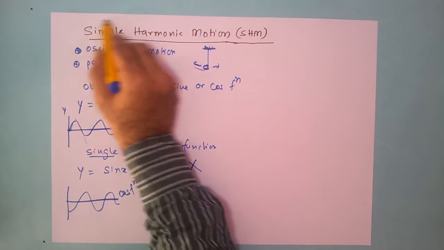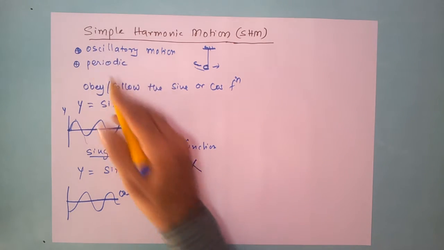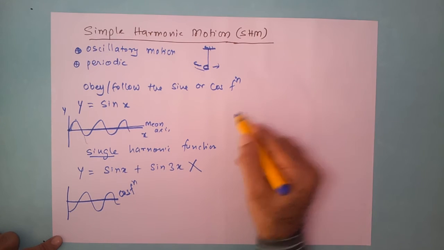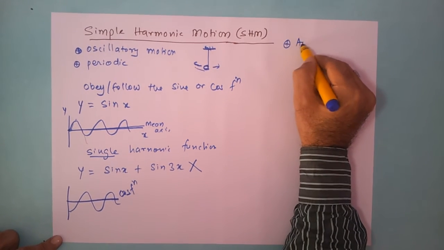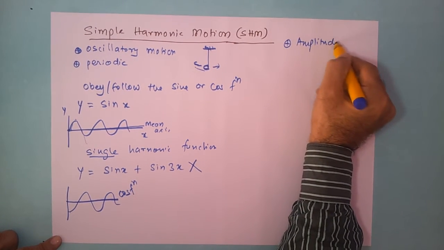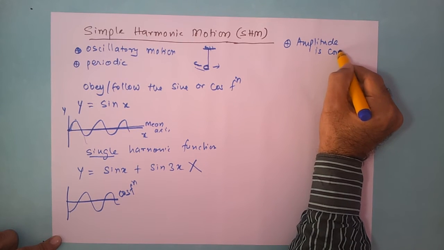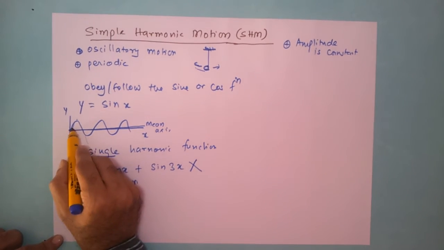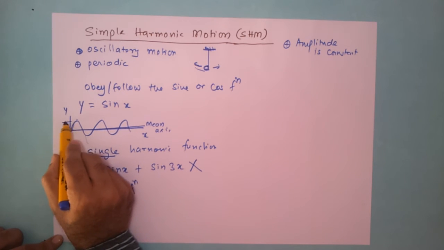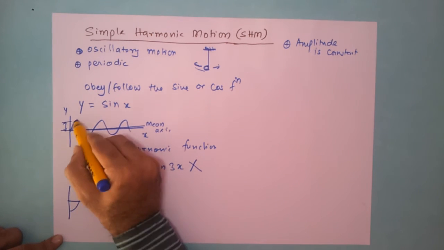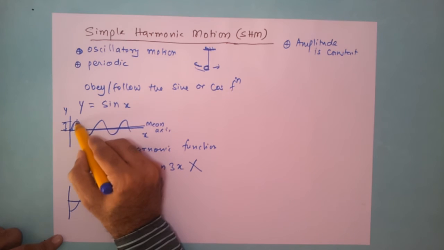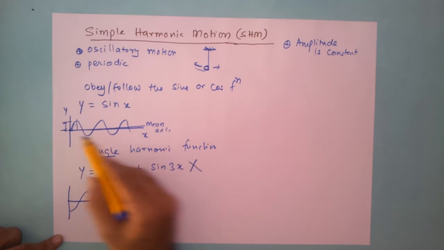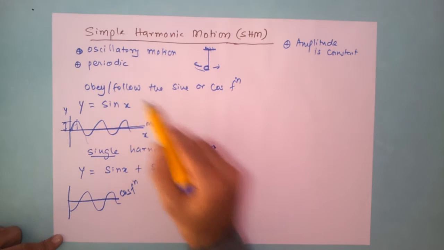Let's now focus our attention on the word simple. When we say simple harmonic function, it is a harmonic function in which the amplitude is constant. You know what amplitude is. Amplitude is the displacement from the mean position, the maximum displacement from the mean position. So this particular distance, the maximum displacement from the mean position, is amplitude. And if that remains constant throughout the motion, then we call it a simple harmonic function.